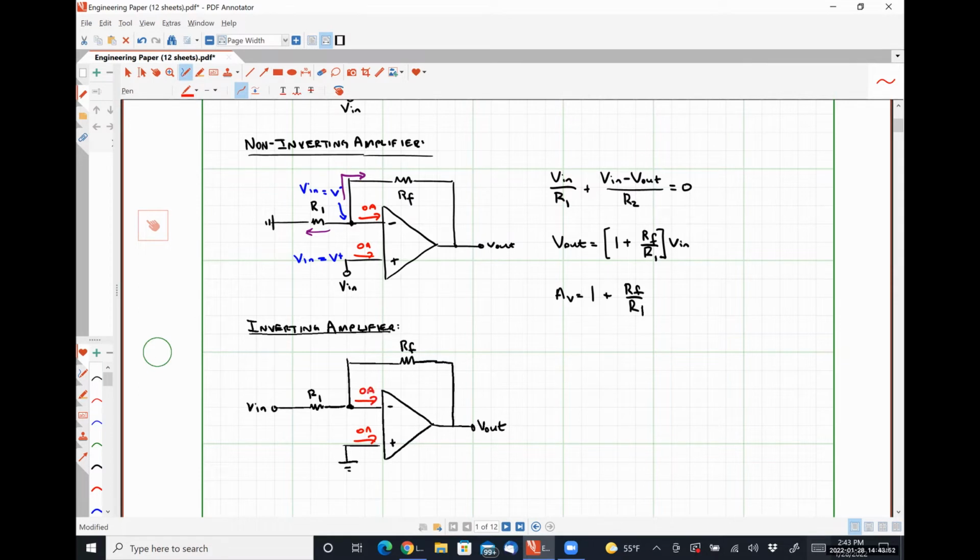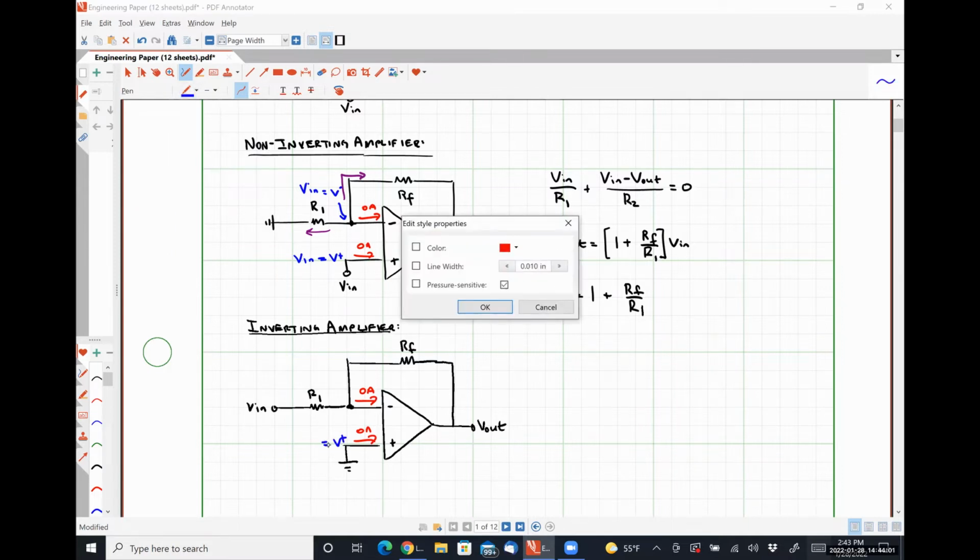I'm applying op amp rule number 1, saying that there's no current flowing into the input terminals. Brett, what is the voltage V plus, my voltage present at my non-inverting input terminal? 0, because it's connected directly to ground. Absolutely right.